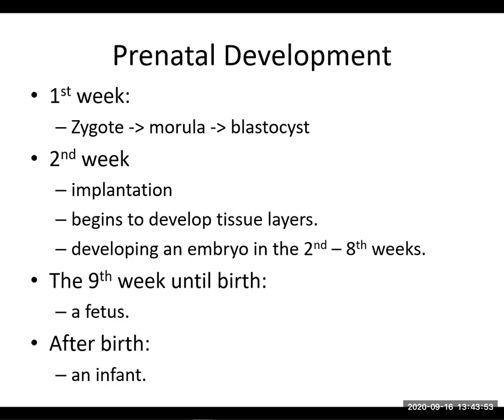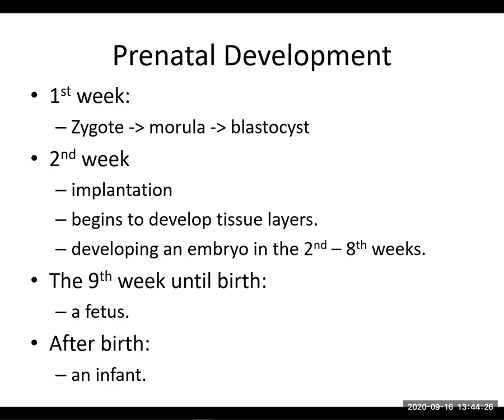So that is the process. During that movement, it takes about a week. The zygote will start to divide into a group of cells. This group of cells is called the morula. The morula then becomes the blastocyst, and this blastocyst will then find a place to implant in the uterus, and that is the second week.